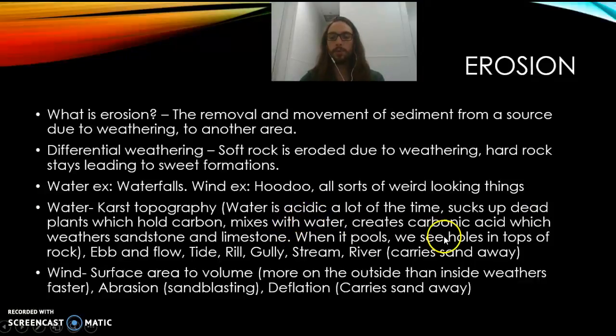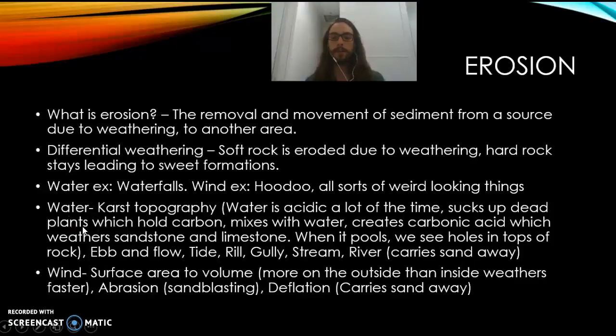So when that water pools, especially on the top of caverns, we see holes in the tops of those caverns where light can shine through, and that's called karst topography. Also, a good example is Florida. There are a lot of sinkholes in Florida. That's karst topography right there. With water erosion, we also see ebb and flow, tides, rills, gullies, and streams, and rivers, and that will carry sand away.